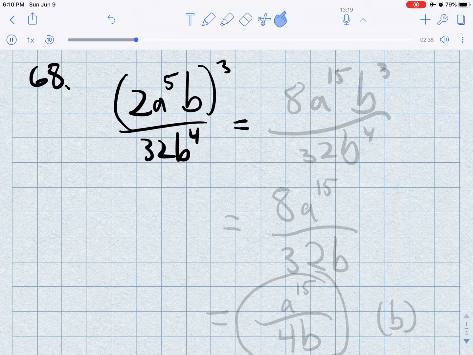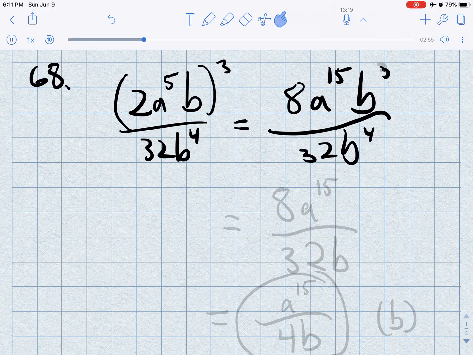Now, we'll start this problem the way we did 67. We raise each thing inside the parentheses to the third power. That's 8a to the 15th b to the third over 32b to the fourth.